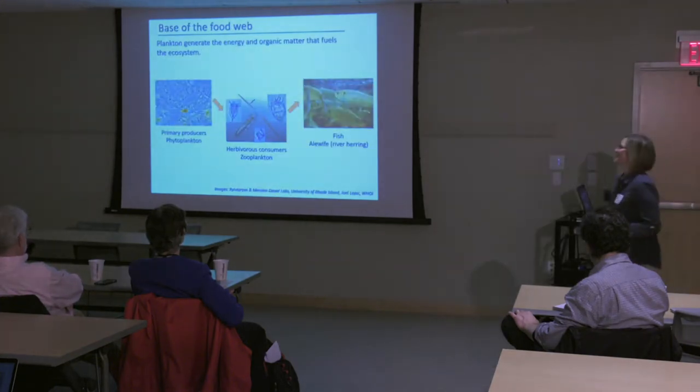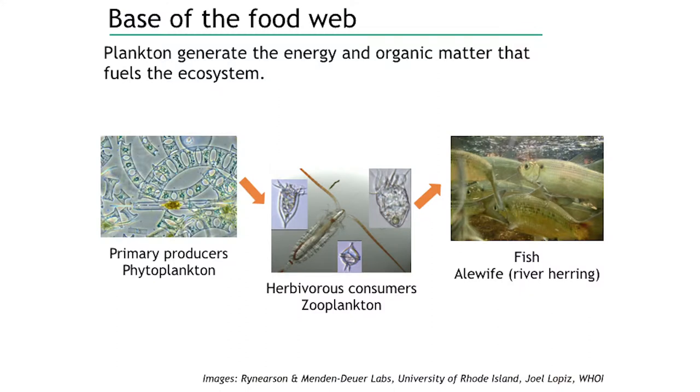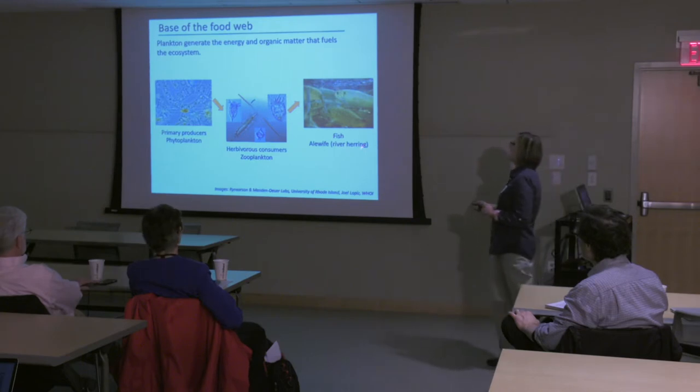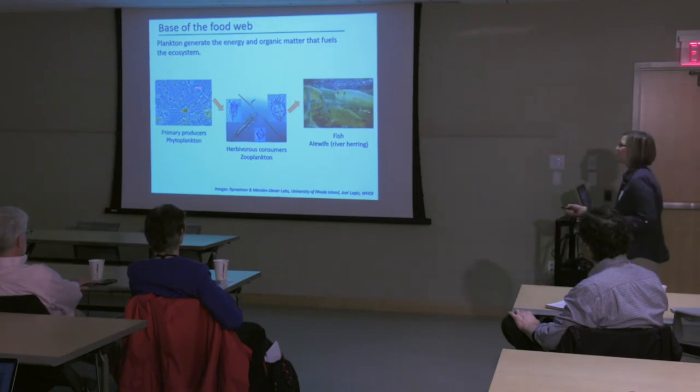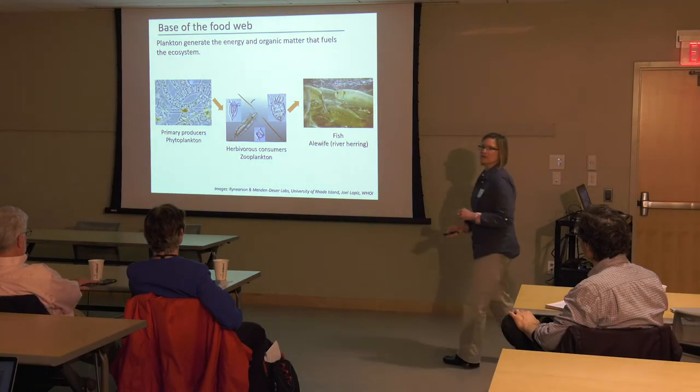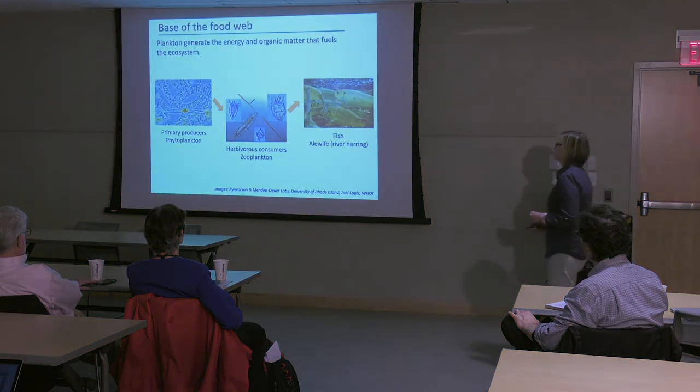So what is the base of the food web? The base of the food web are the plankton. And they're important, of course, because they generate the organic matter that fuels the marine ecosystem. So we have these primary producers. These are microscopic organisms. They're eaten by herbivorous consumers, also known as zooplankton. You saw Hugh flashed up some pictures of krill very briefly at the end, so they would fit in this category. And then they're eaten by fish. So understanding fluctuations here and how that energy flows through the food web can really help us understand how some of the marine resources we're most interested in might respond to climate change.